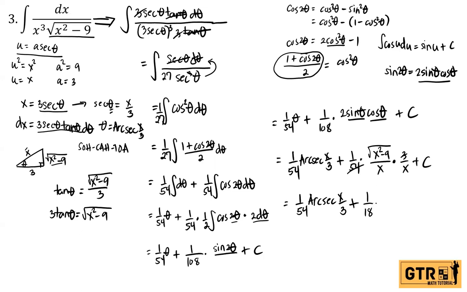So we can just extend this. And then we can cancel out the 1. So we have square root of x squared minus 9. And then x times x, that is equal to x squared. So this will be our final answer. 1 over 54 arc secant x over 3 plus square root of x squared minus 9 over 18x squared. So lagay lang natin sa gitna ito, 18x squared. This is the final answer.